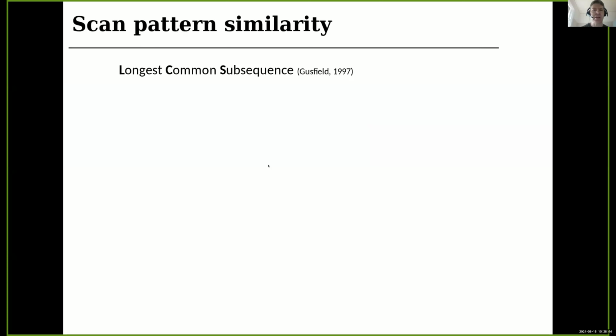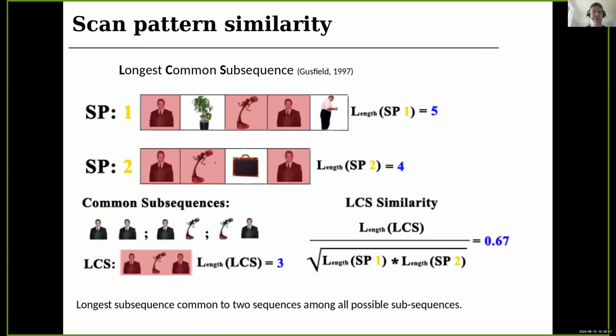Okay, so now finally, let me tell you about similarity. So first, let's look at scan pattern similarity, and there we use a measure called longest common subsequence. And I'll explain this briefly. So we have two scan patterns. This is the first one here, has a length of 5. 5 objects were fixated. So it's man, plant, statue, man, man in the white shirt, and so on. And then we have a second scan pattern here, which is shorter. Length is 4.